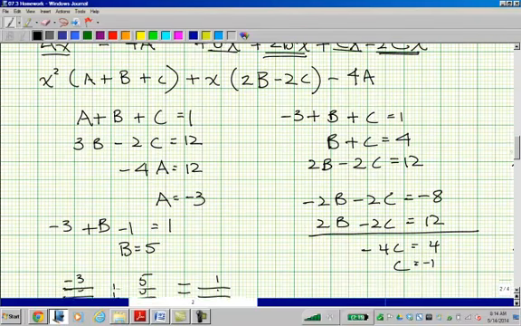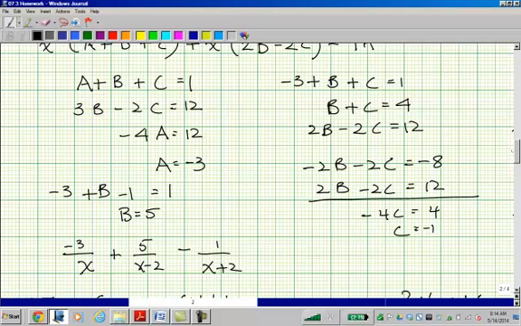I solve the system of equations, and I end up with negative 3 over x plus 5 over x minus 2 minus 1 over x plus 2.